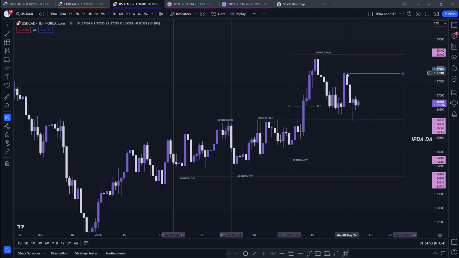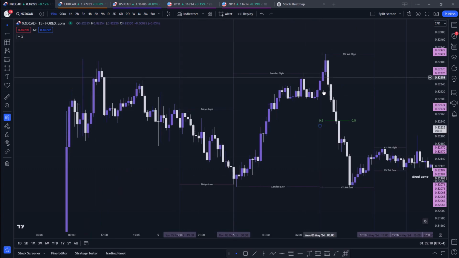So here in this example, we're in discount of the month because we're below the EQ line, and we're in discount of the 20 days range, the 20 days dealing range, which is the green line there, the 50%. So anything below the 50% is discount, anything above the 50% is premium, it's expensive. So we have a range there.